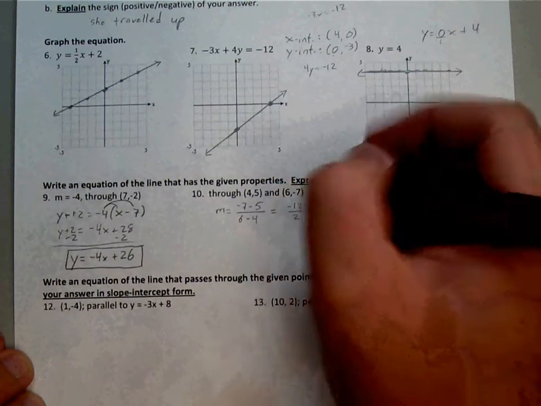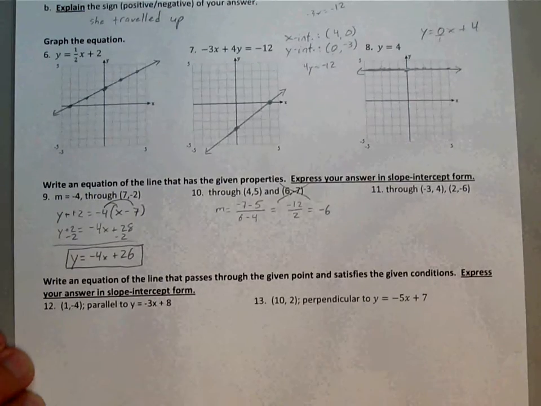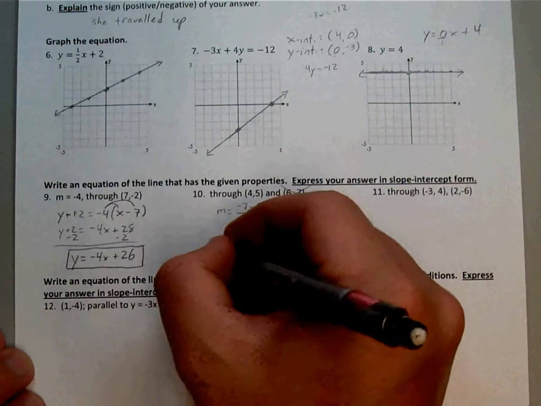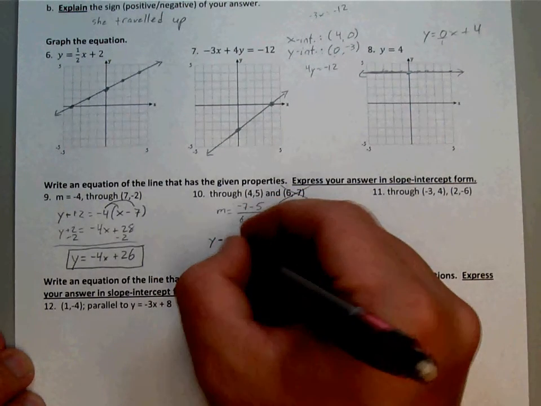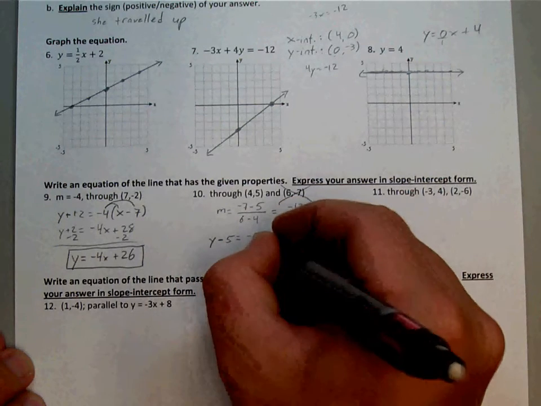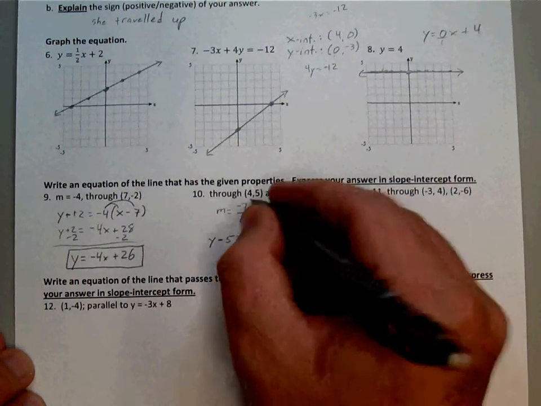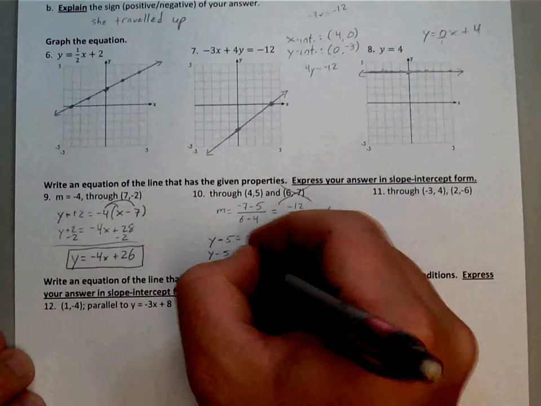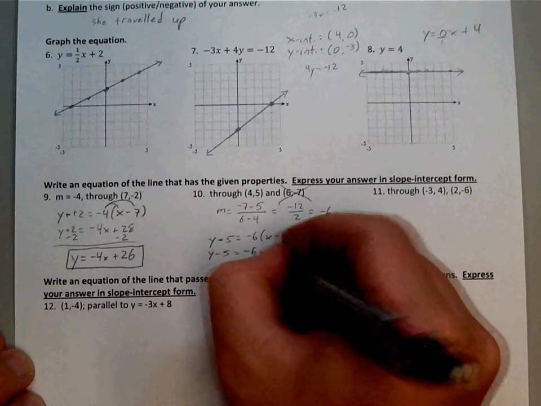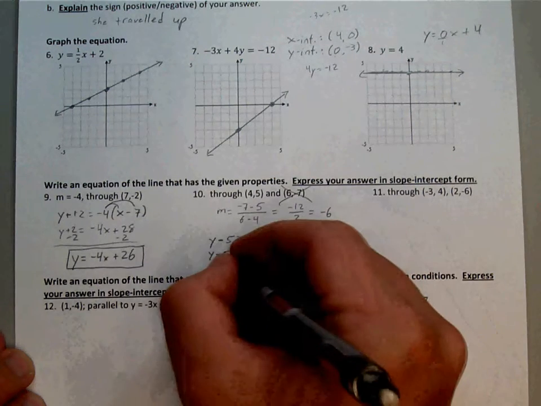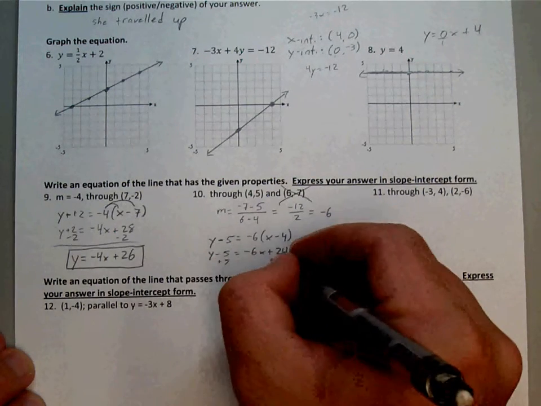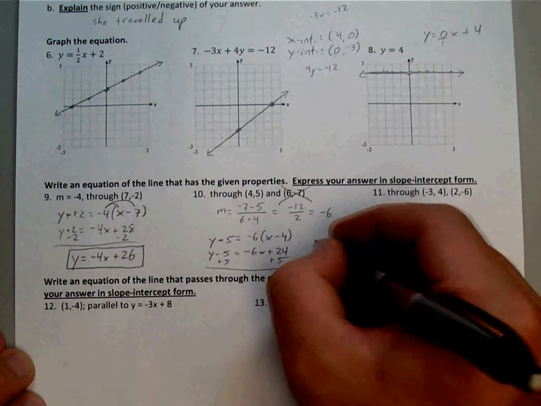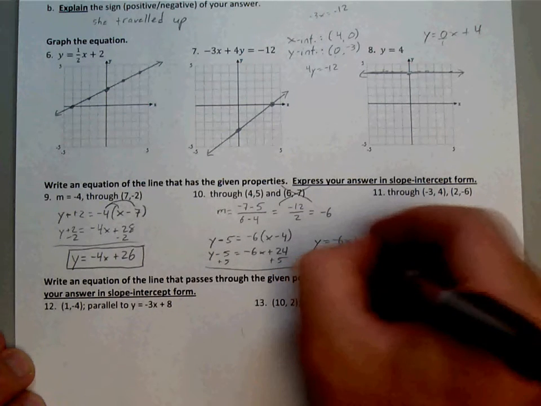Now pick one of the ordered pairs. I'd probably pick the first one and just cross out the other one so I don't accidentally use it. Y minus 5 equals the slope, negative 6, times x minus the x, which is 4. Distribute the negative 6, negative 6x plus 24. Add the 5. And I get my equation. Y equals negative 6x plus 29.